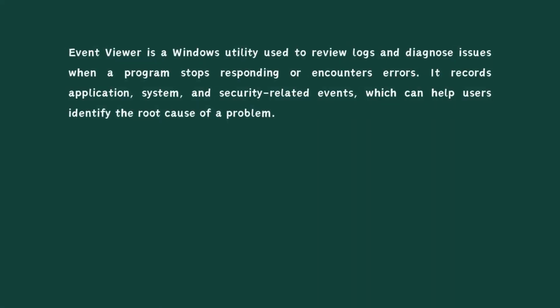Event Viewer is a Windows utility used to review logs and diagnose issues when a program stops responding or encounters errors. It records application, system, and security-related events, which can help users identify the root cause of a problem.